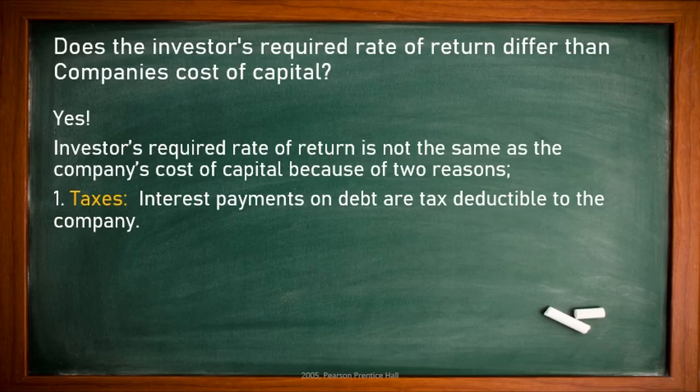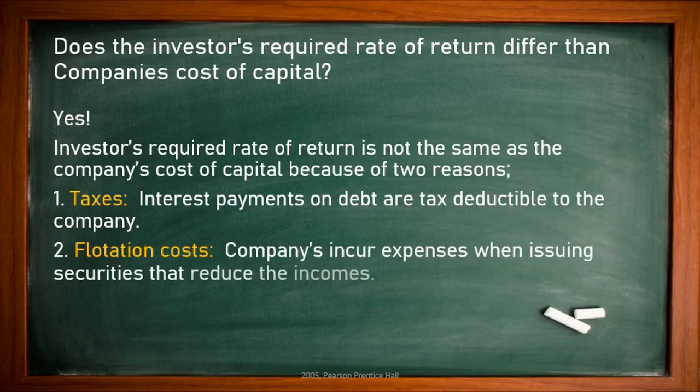Let's continue with me. Now we'll discuss the second reason. Flotation cost. Companies incur expenses, spending money when issuing securities. It means that it reduces the income. Suppose a company needs $1,000 from investors, and the company spends $50 on marketing or paying brokerage costs or agency costs or paying the banks when they offer any share or any debt capital in the market. So actually the company is not getting $1,000 from the sale because $50 is already spent. So actually they are getting only $950. 1000 minus 50 becomes 950.